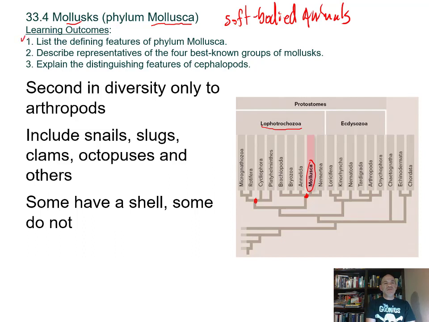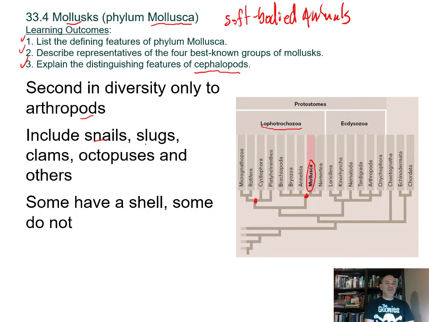Your learning outcomes here are to list the defining features for the phylum Mollusca, what makes them a group. Describe representatives of the 4 best known groups of mollusks. So we're not going to cover all the classes. The class is the next rank below there. And then explain the distinguishing features for cephalopods. That's the group which includes the octopus and squid. So this is the second in diversity only to arthropods. Arthropods are extremely diverse, meaning the number of species that have been identified.